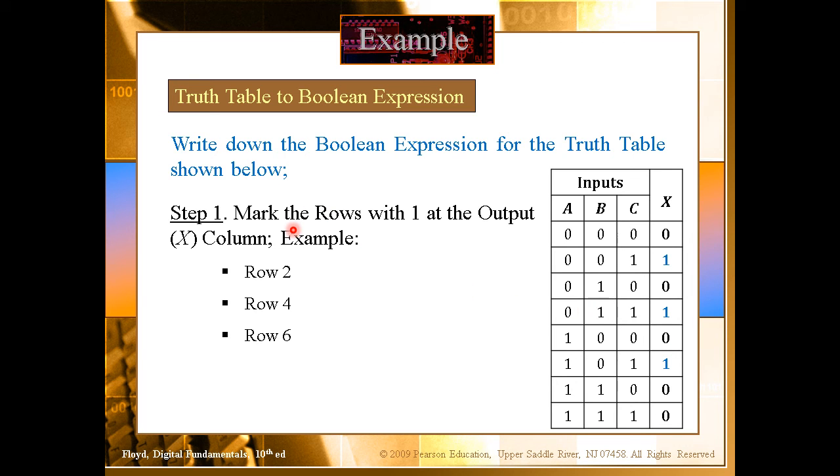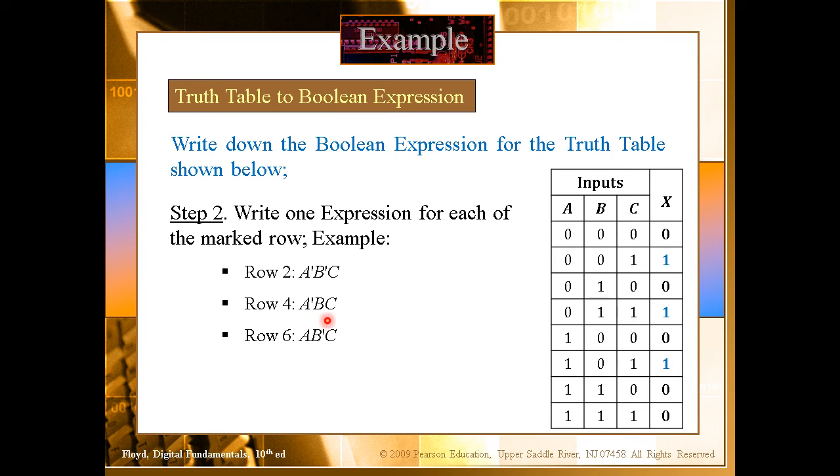Again, based on your truth table, it might be more than 3, it might be less than 3, it depends. So all you have to do is mark those rows, identify those rows. We identified row 2, row 4 and row 6. That's step 1, very simple. Now step 2, I'll be writing an expression for all these rows that I marked already.